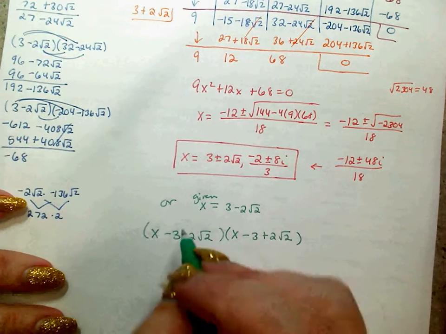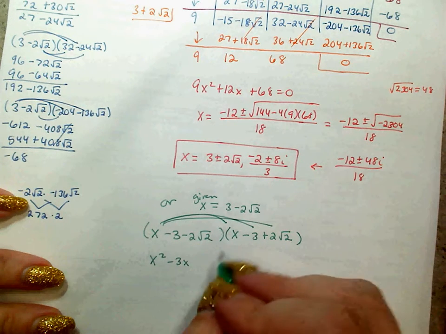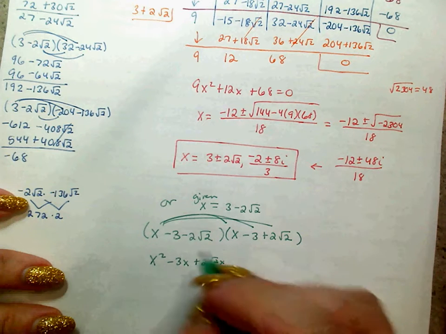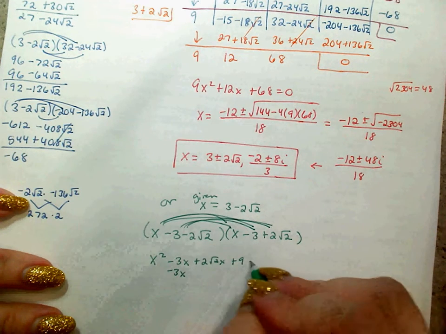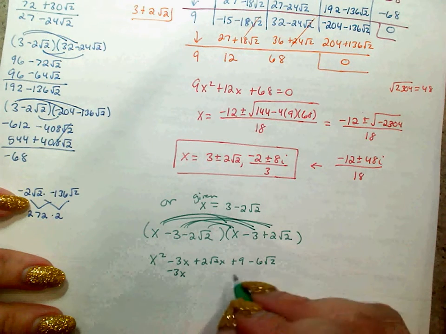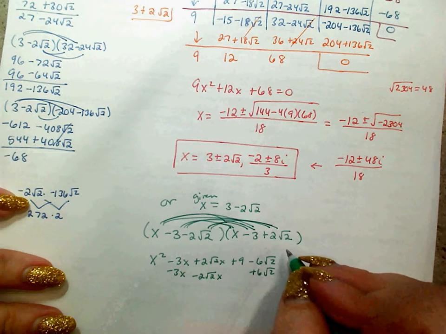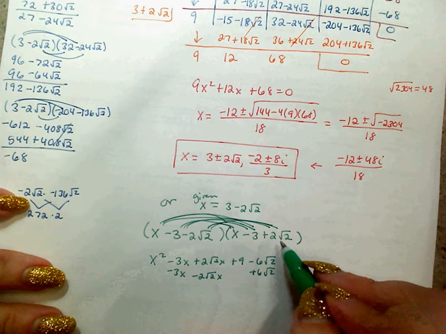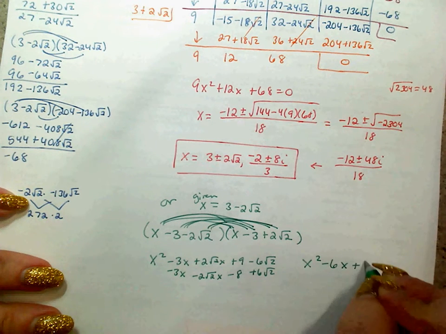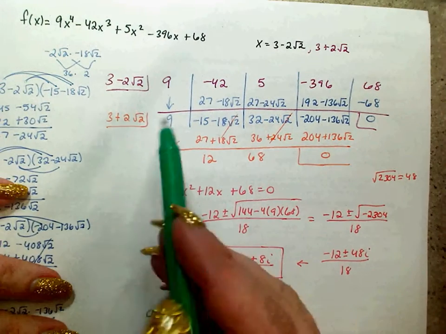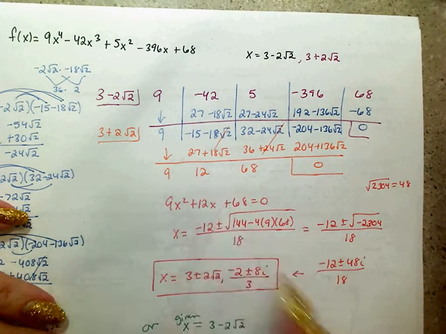So we multiply. X times x is x squared. X times negative 3 is negative 3x. X times 2 root 2 is 2 root 2x. We've got negative 3x, positive 9, minus 6 root 2, minus 2 root 2x, plus 6 root 2. And negative 2 root 2 times positive 2 root 2 is a negative 2 times positive 2, negative 4. And then root 2 times root 2 is 2, so negative 4 times 2 is negative 8. So this quadratic is x squared minus 6x plus 1, which means that instead of dividing out each of these individually, I could just divide out this quadratic at one time, and I should end up with this answer right here. So let's practice that quick.